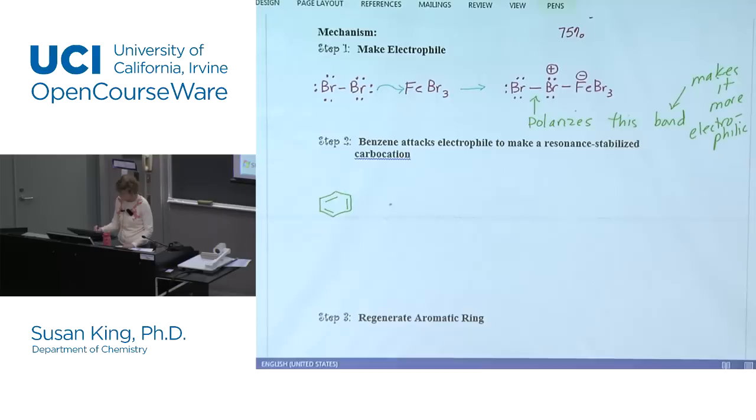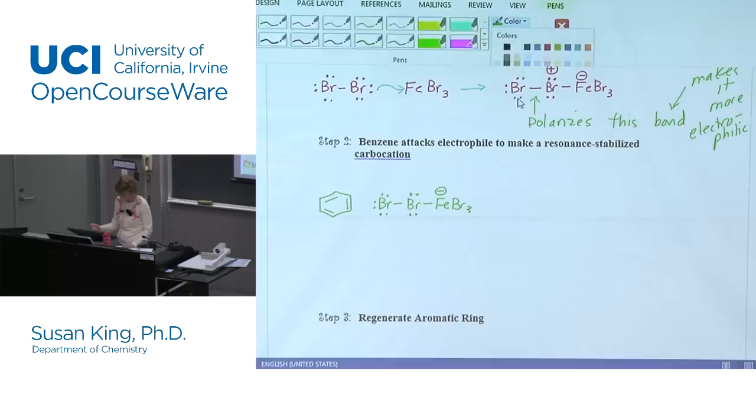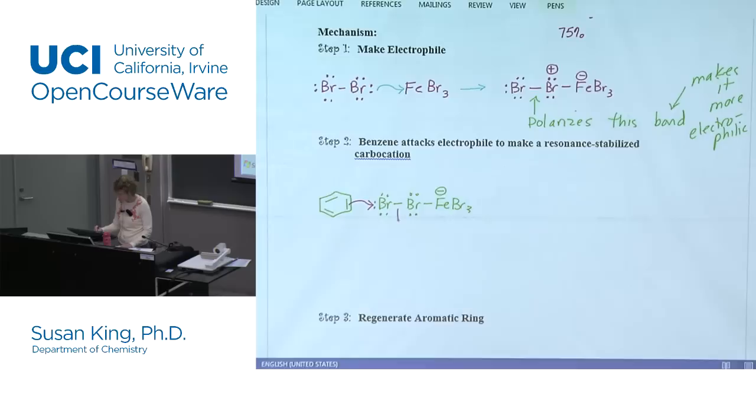So let's draw this guy. All right, so this is going to come and attack the bromine. We're going to break the bromine-bromine bond. This is the slow, rate-determining step. We are breaking aromaticity and making a carbocation, so it makes absolutely good sense that this is the rate-determining step. So just like electrophilic additions from chapter 10, one side gets the positive charge and one side gets the bromine. And when I put the bromine on, I usually put a hydrogen on that carbon so I don't accidentally make bad resonance structures.